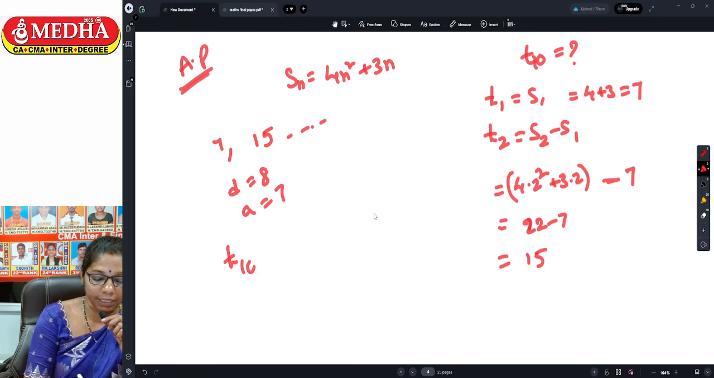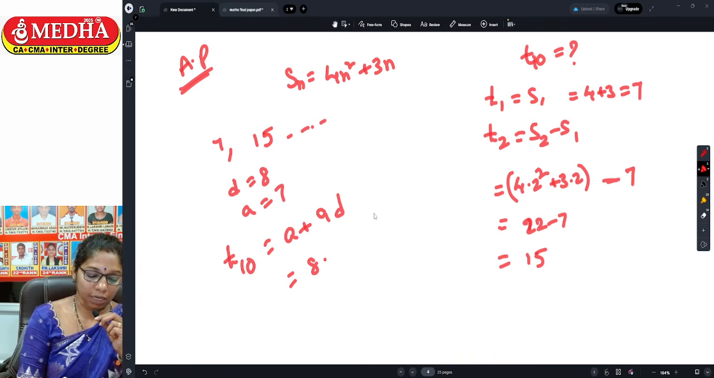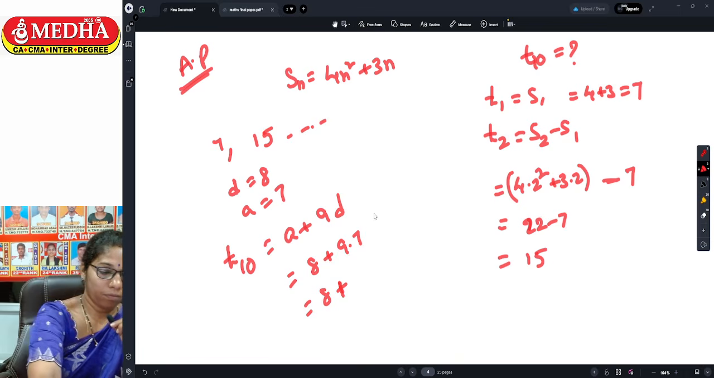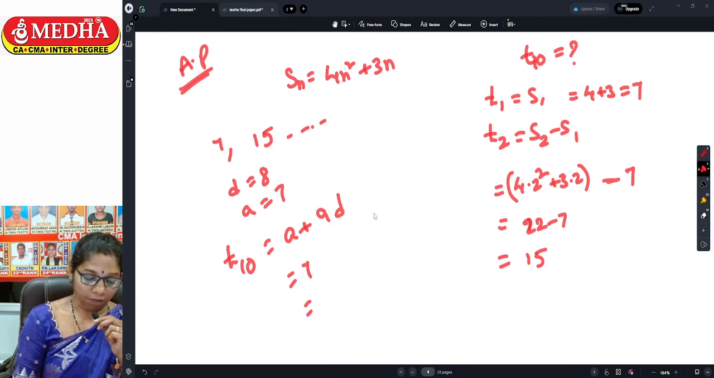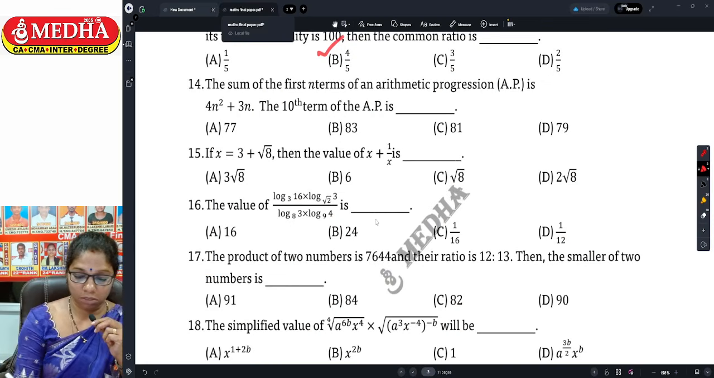We have to find T10, the 10th term of the series, that is A plus 9D. A plus 9D is 7 plus 9 into 8. So the first term is 7, 7 plus 9 into 8, 7 plus 72, which is 79. So 79 is the 10th term of the series. So 79 is the solution.